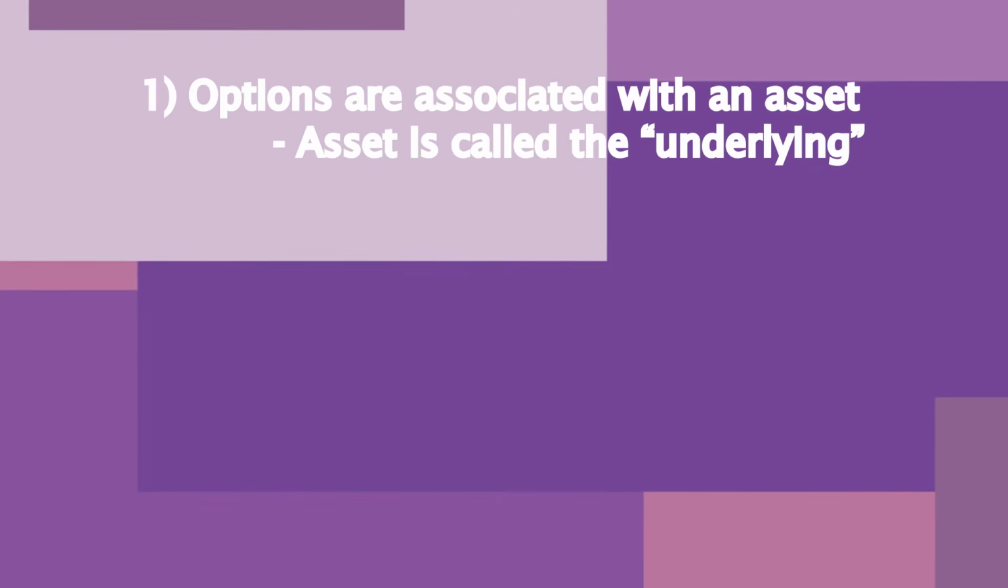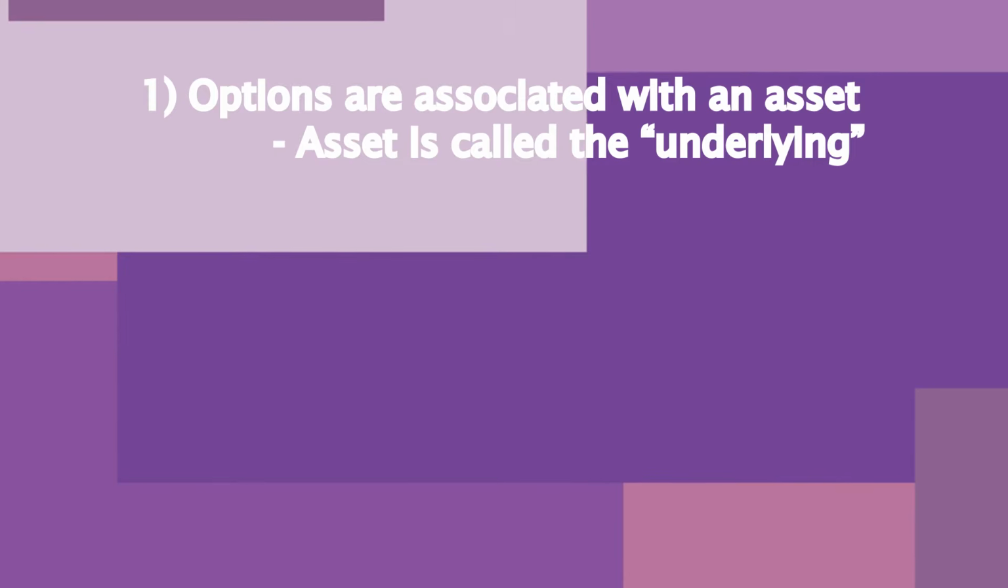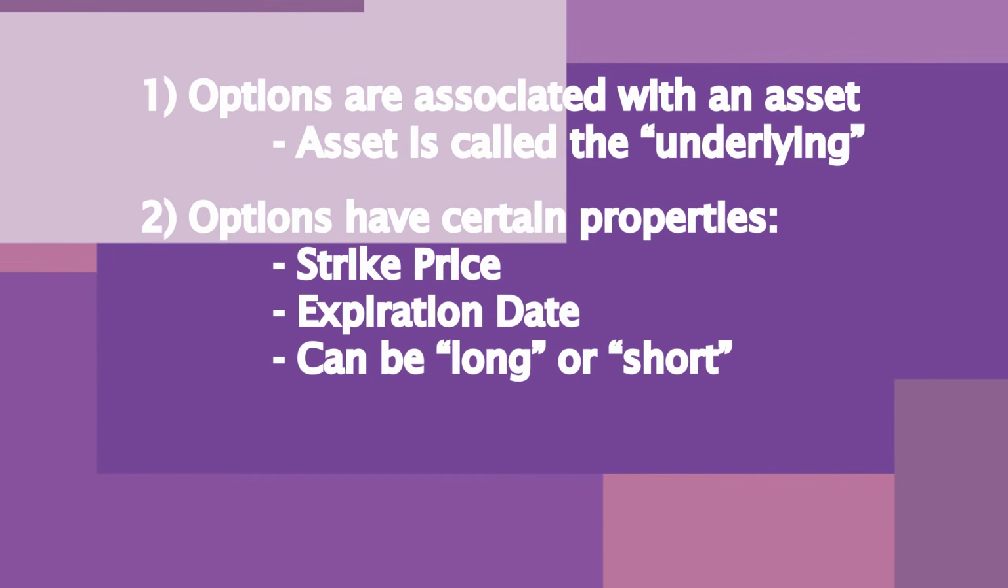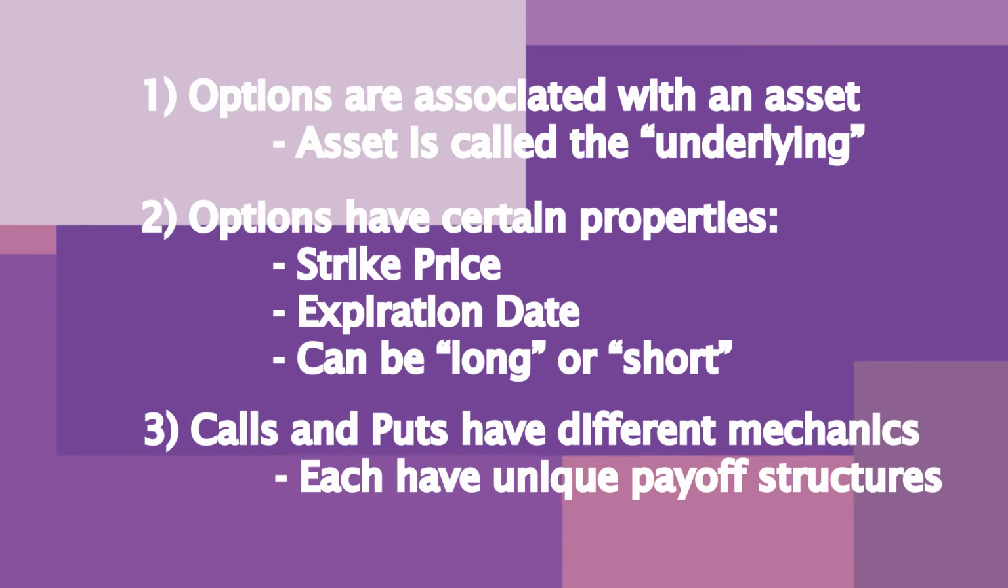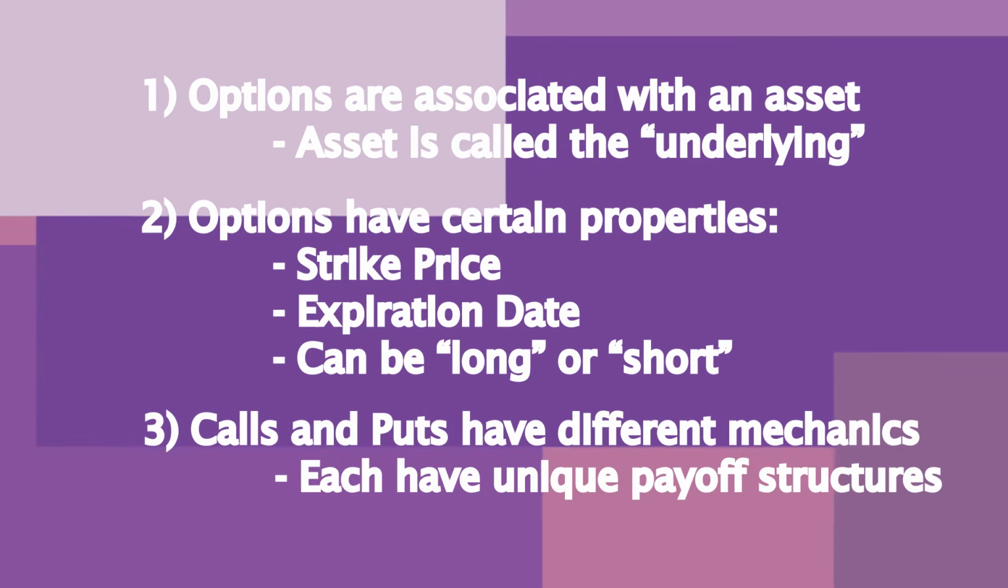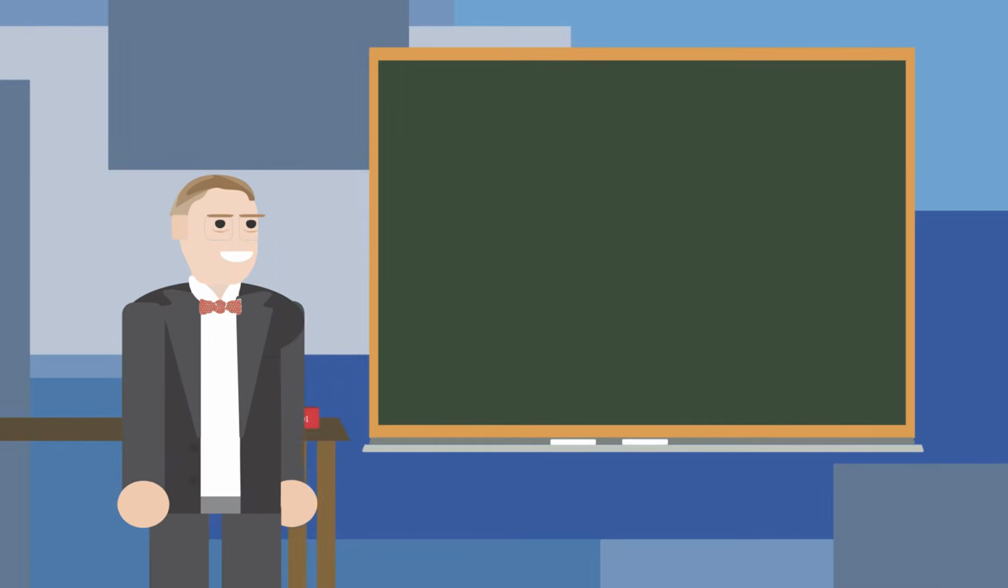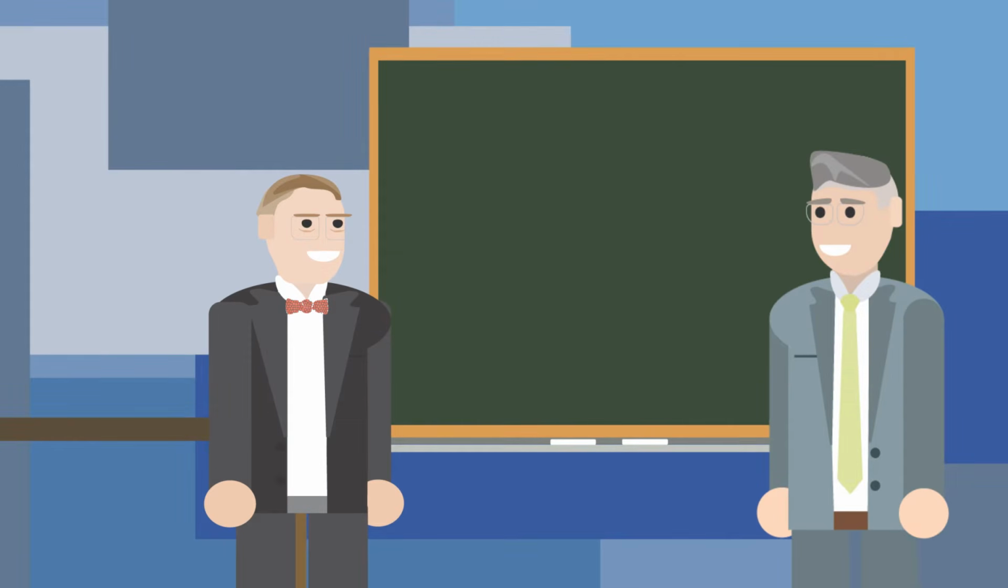So let's dive in. We're going to assume that you have a basic understanding of options. You know that options are linked to an associated asset called the underlying. You also know that all options have a strike price, an expiration, and can be bought long or sold short. You should also understand the concepts which differentiate calls and puts. So let's begin. The Black Scholes formula was first articulated by Fisher Black and Myron Scholes in a paper titled The Pricing of Options and Corporate Liabilities, a link to which can be found in the description if you're interested.